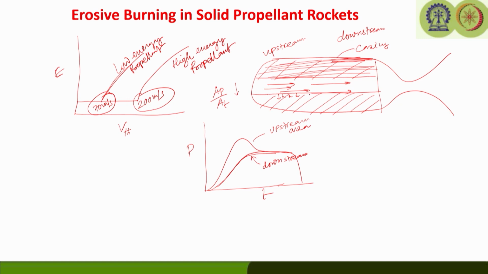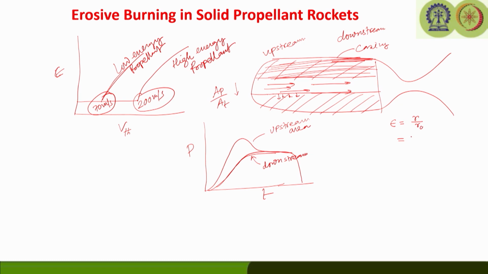The increase in gas velocity flowing past the burning surface is going to enhance the heat transfer from the gas to the burning surface of the propellant, and we can expect the burning rate to increase, and that causes erosive burning. Now, erosive burning is generally expressed in terms of the erosive function epsilon, or sometimes it is termed the erosion ratio, denoted as epsilon, which is r by r0.